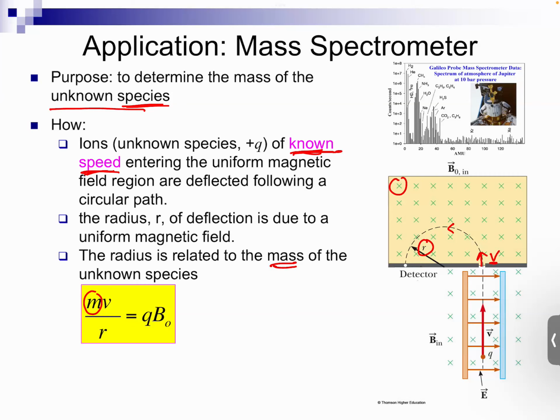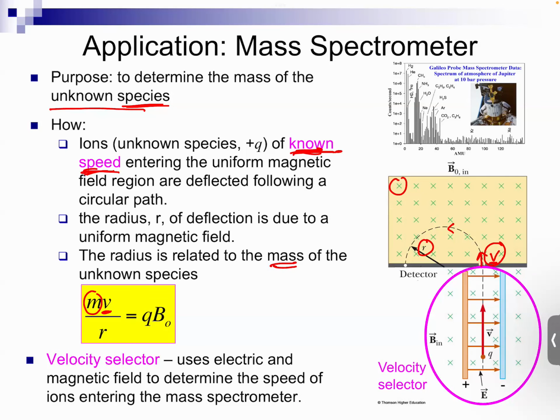Okay. Right. So the really crucial thing is you have to know what is the speed of the particle that enters this uniform magnetic field region. The problem is, how are you going to know the speed of that particle? You will know the speed of the particle by using this part of the equipment, which is called the velocity selector. Right, so from the name velocity selector, it means it selects the particles with a particular velocity.